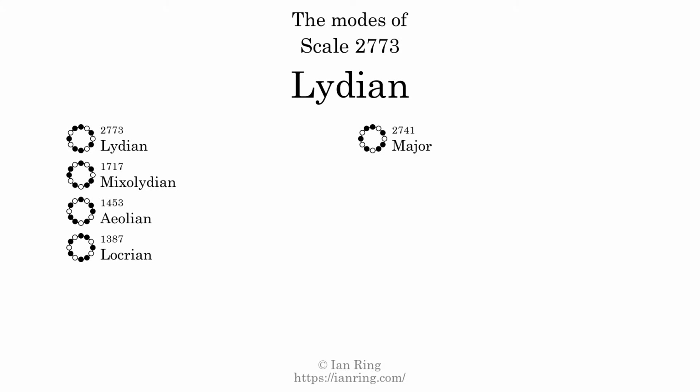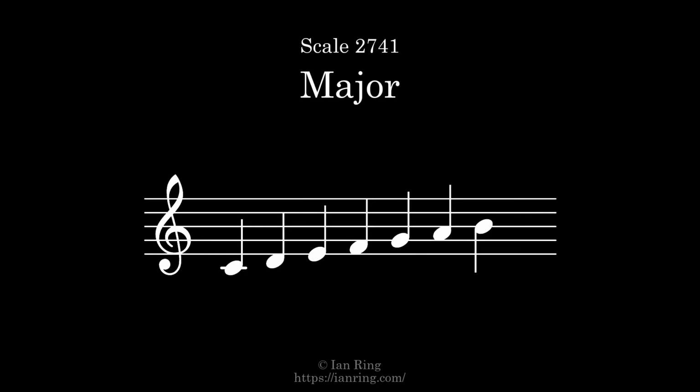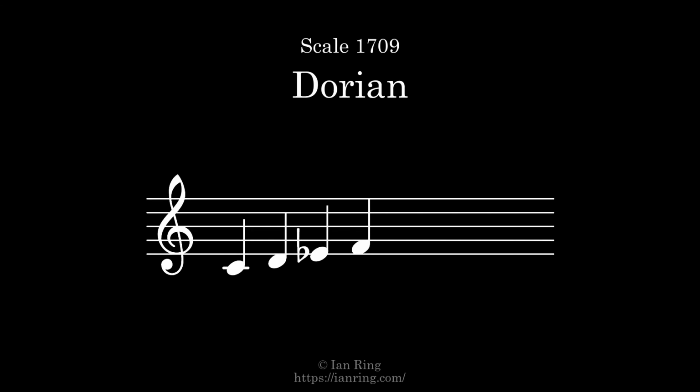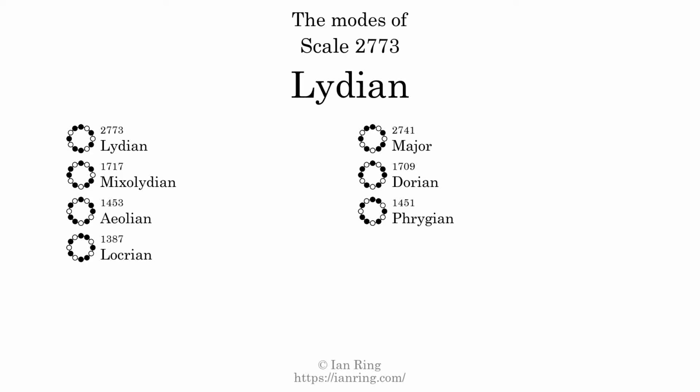The fifth mode is scale 2741, also known as major. It sounds like this. The sixth mode is scale 1709. Also known as Dorian. It sounds like this. The seventh and last mode is scale 1451, also known as Phrygian. It sounds like this.